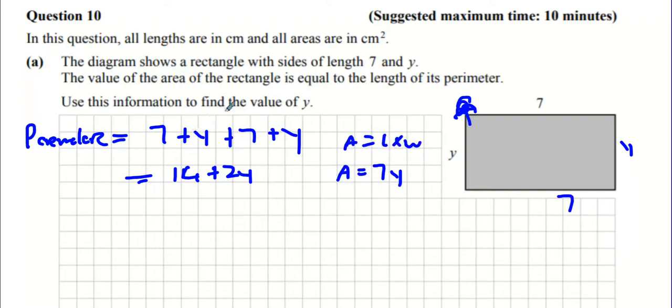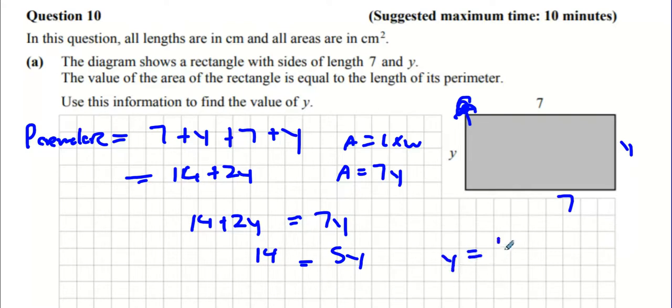Now we're told that the two of these are equal to each other, so 14 plus 2y equals 7y. So bring it over to your side, we get 5y equals 14, and 14 divided by 5, which I believe is 2.8 centimeters. Okay, so that actually was the answer. Now we're on to 10b.